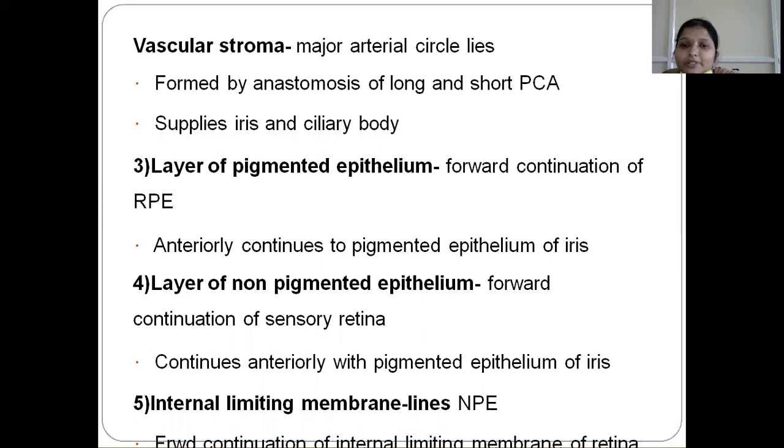Next, coming to the epithelial layers. It has a pigment epithelial layer, a non-pigment epithelial layer and the internal limiting membrane. The pigment epithelium layer is a continuation of the RPE, and anteriorly it continues as the pigment epithelium of the iris. Next, the non-pigmented epithelium is a forward continuation of the sensory retina. It continues anteriorly with the pigment epithelium of the iris. The internal limiting membrane is the forward continuation of the internal limiting membrane of the retina.